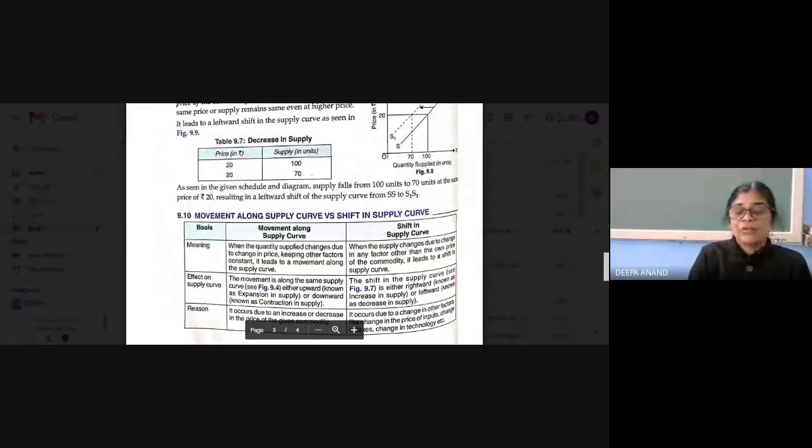Okay, then reason for movement along the supply curve: it occurs due to increase or decrease in the price. Reason भी पता है, along supply curve क्यों होता है, price में change होता है, तो shift in supply curve क्यों होता है, due to other factors. Just read and understand. Don't write.